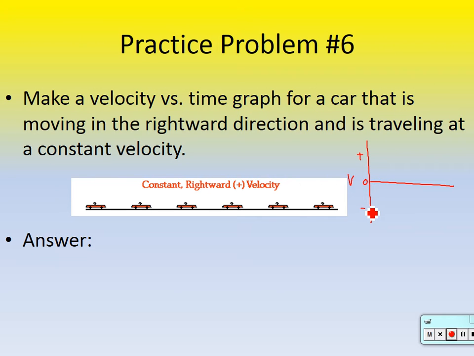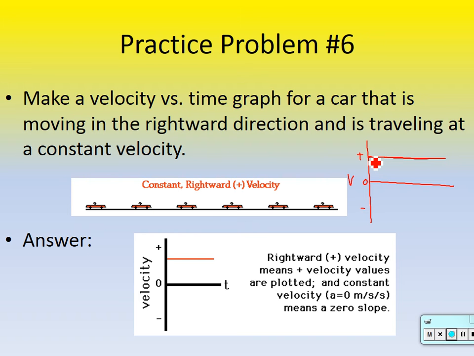It's moving to the right. So guys, are we going to be upstairs or downstairs? Top. Yeah, we're going to be up here where velocity is positive because he's going right. And it's traveling at constant velocity. How do we show constant velocity? Straight line. Well, straight line, but explain the slope. No slope, yeah. So it's upstairs and it's got a slope of 0. And yes, we got it right.